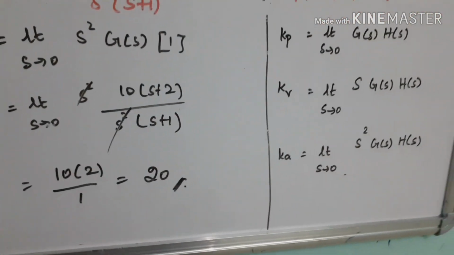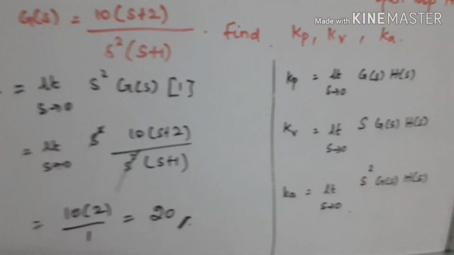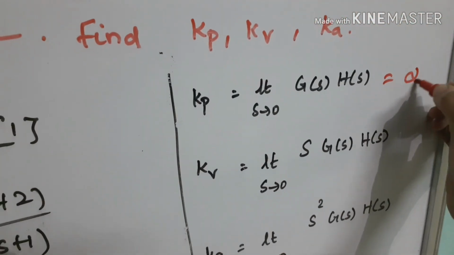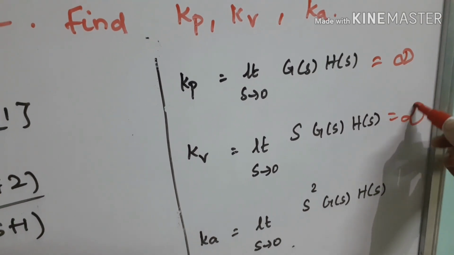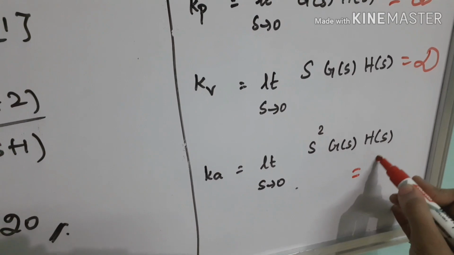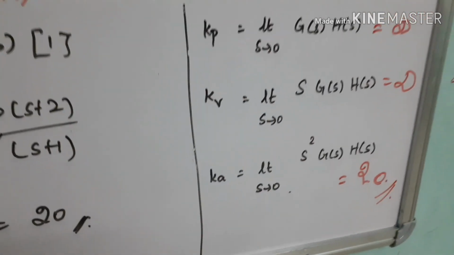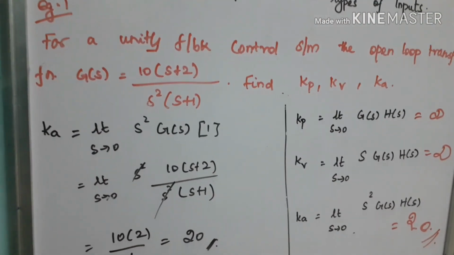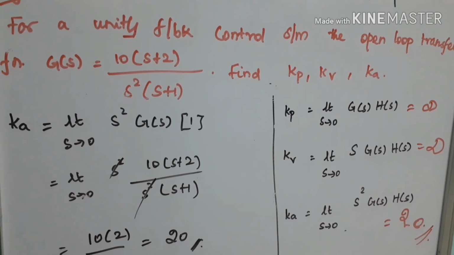So let us write the final answers here. Kp, the positional error constant, is equal to infinity. Kv, the velocity error constant, is equal to infinity. Ka is a constant term, which is equal to 20. So these are our final answers. This is a very important problem for all the competitive examinations. Please go through this problem before the exam.